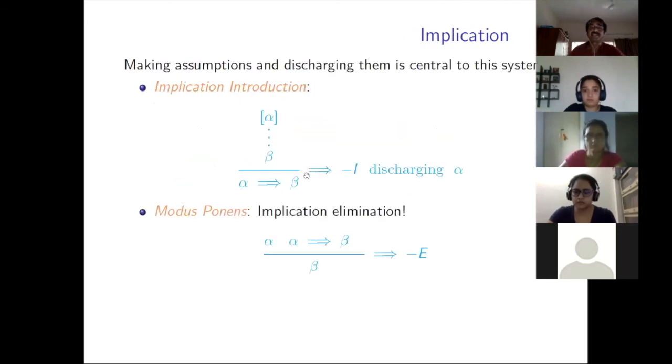This is extremely useful because the Hilbert axioms are all in the implicational form, right? Suppose you want to derive the first axiom, alpha implies beta implies alpha. How do you do a proof in the natural deduction system? We are supposed to derive alpha implies beta implies alpha. But for that, you must make an assumption alpha and prove beta implies alpha.